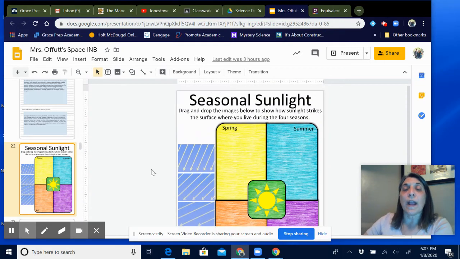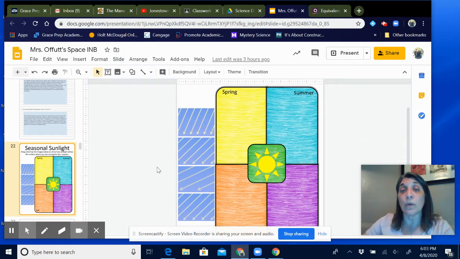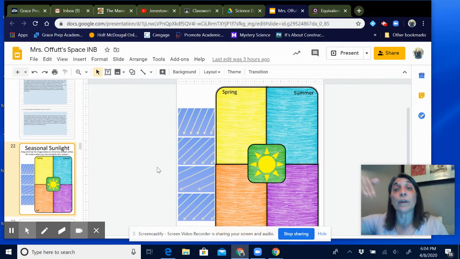And really all you have to do is drag and drop the images below to show how sunlight strikes the surface where you live. So remember the little video you watched and the interactive activity, well, actually the interactive activity really showed this. It showed how much direct or indirect sunlight we're getting in the Northern Hemisphere during the different seasons.